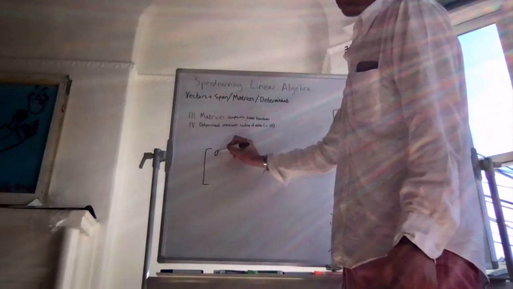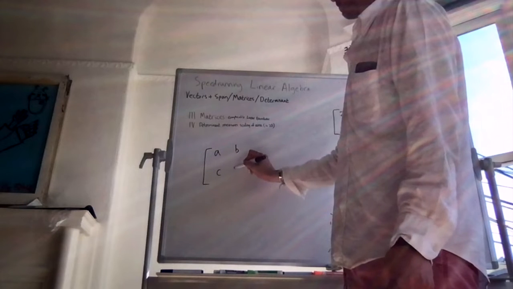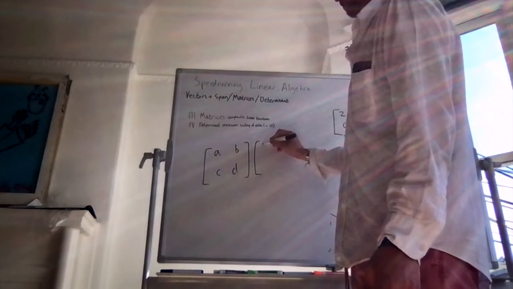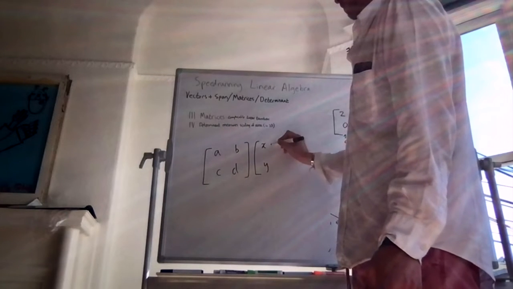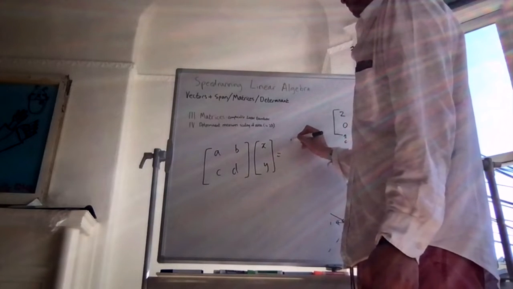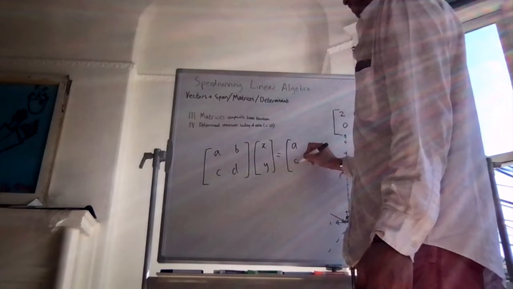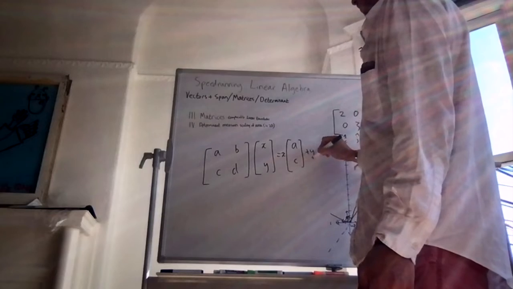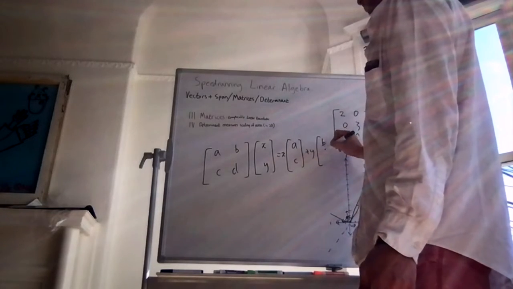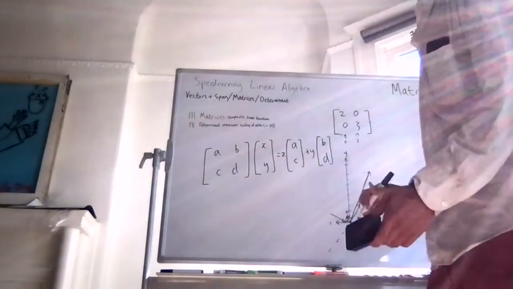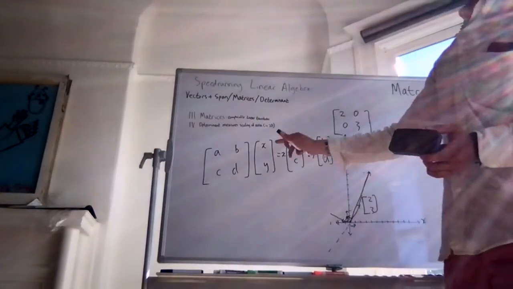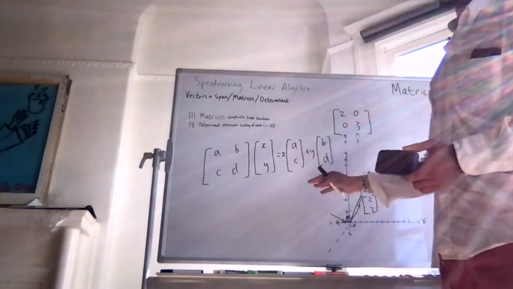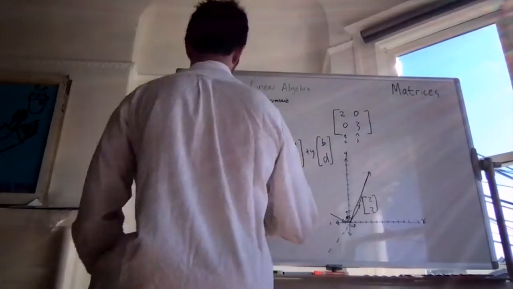So A, B, C, D times X, Y is just going to be X times AC plus Y times BD, right? Does that make sense? Because the X is the multiple of the I hat unit vector, and then Y is the multiple of the J hat unit vector.